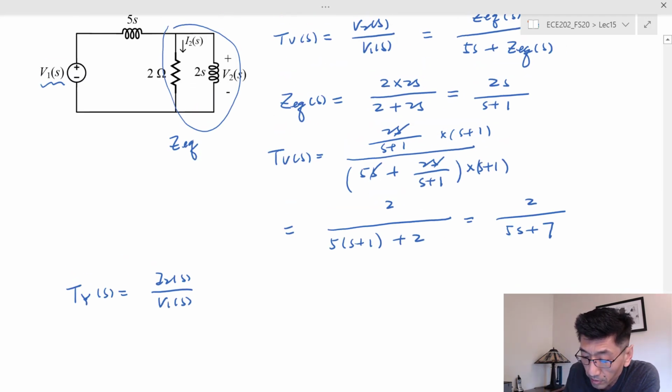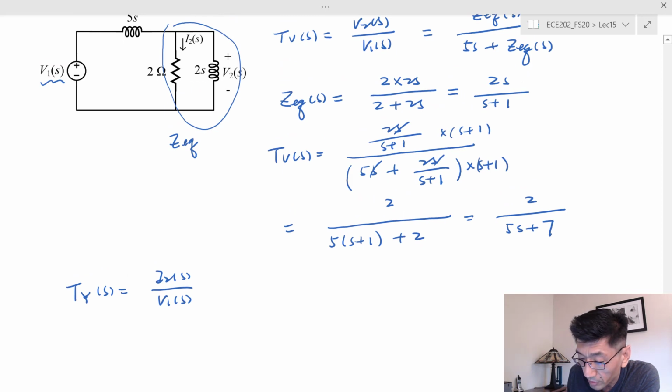Or you can use the source transformation, right? So let's see, if I do the source transformation, what I'm doing here is I'm trying to find this. So I'm kind of reformulating the problem: find I2 given V sub 1s. Okay.